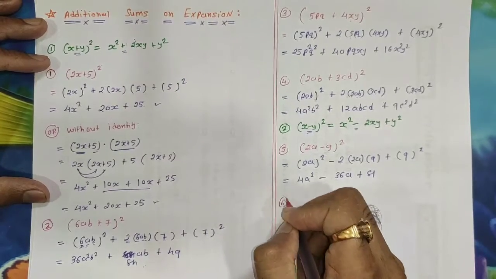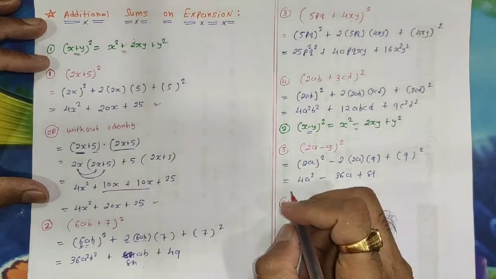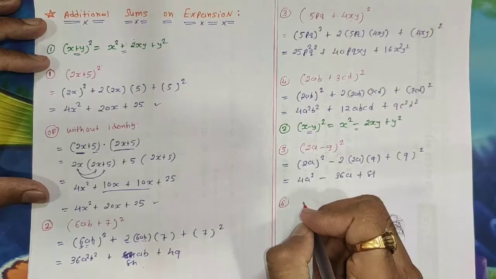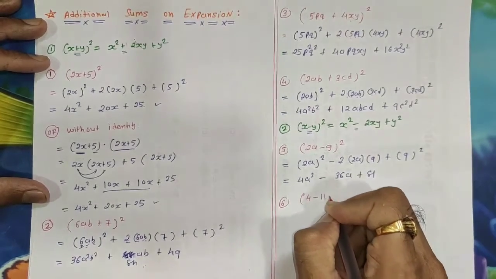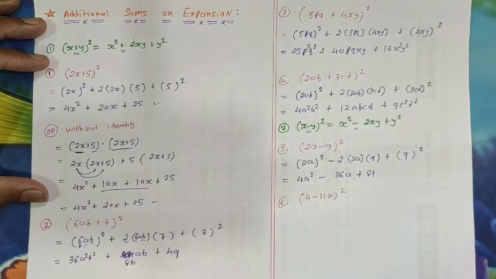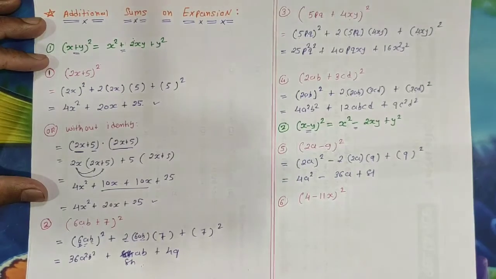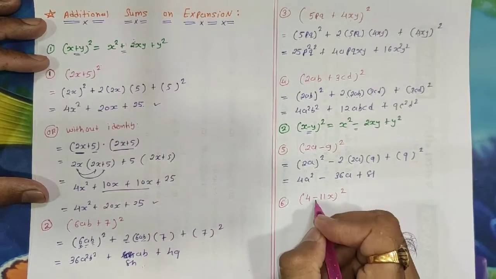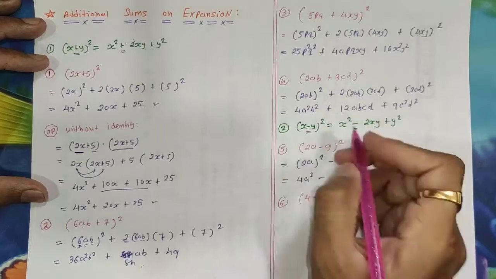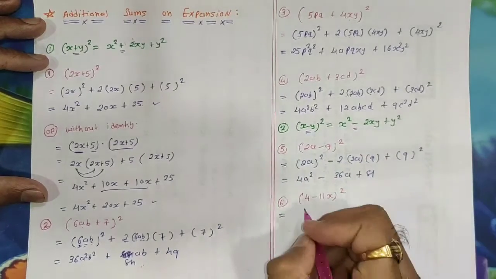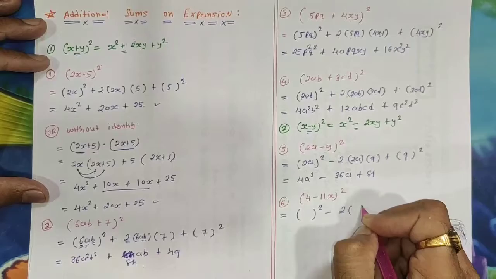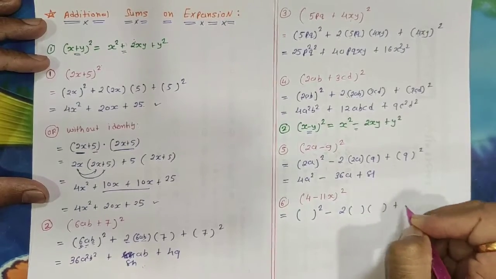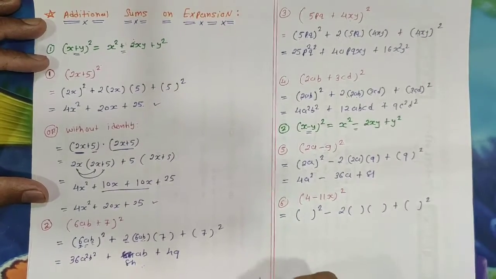Suppose sum 6 is there. Here we have to perform the expansion of 4 minus 11x whole square. So it's again which form? x minus y whole square is there. So its expansion is first term square minus 2 into first into second term plus second term square.